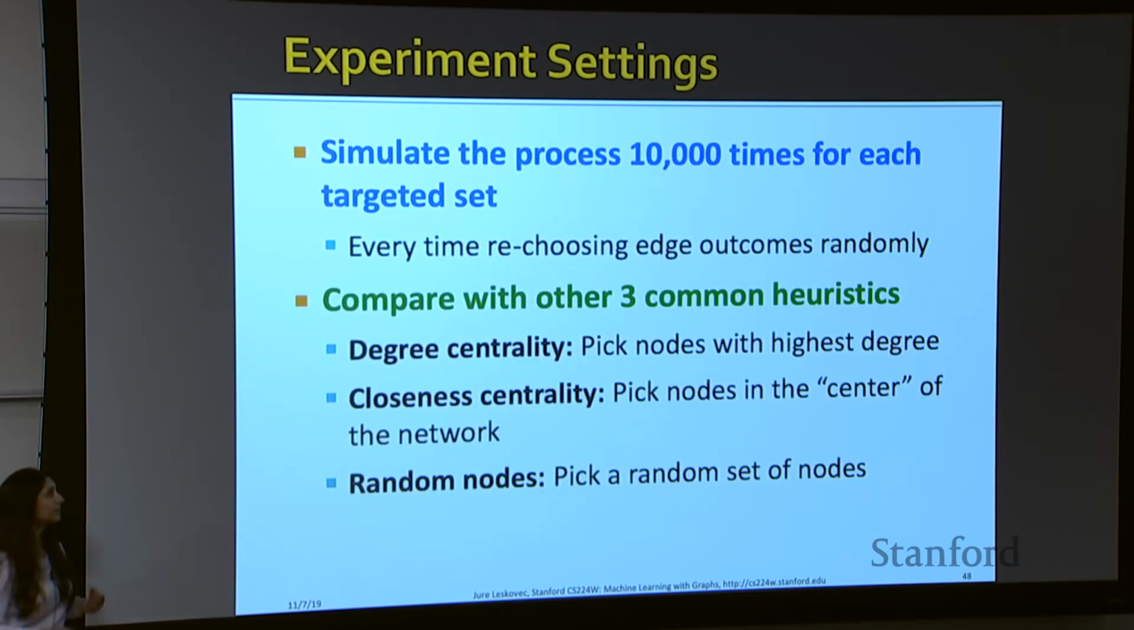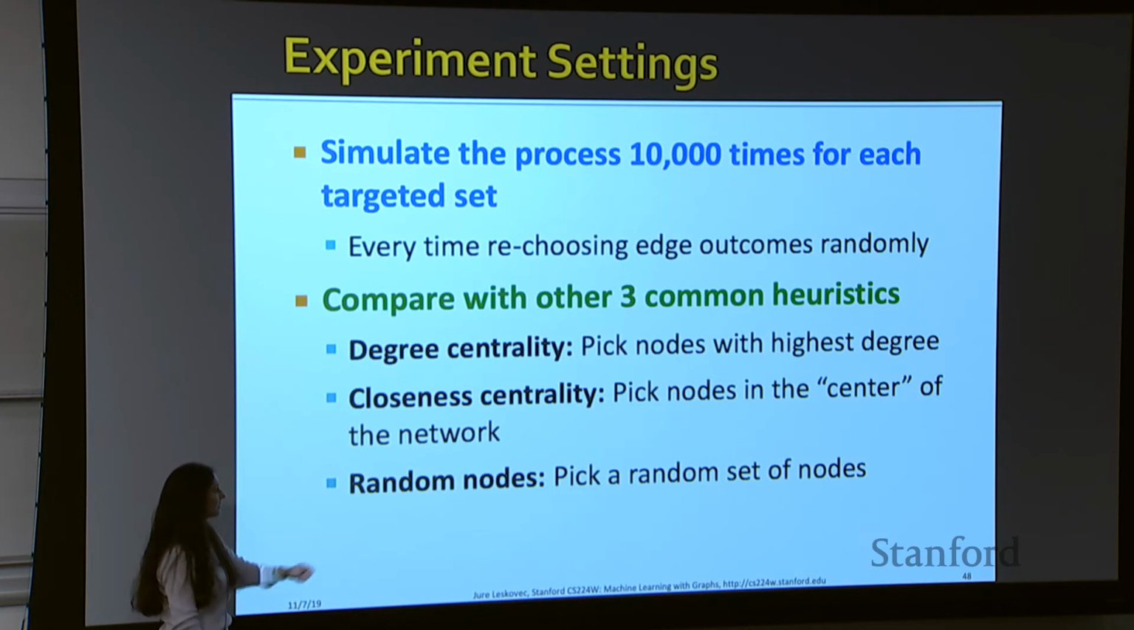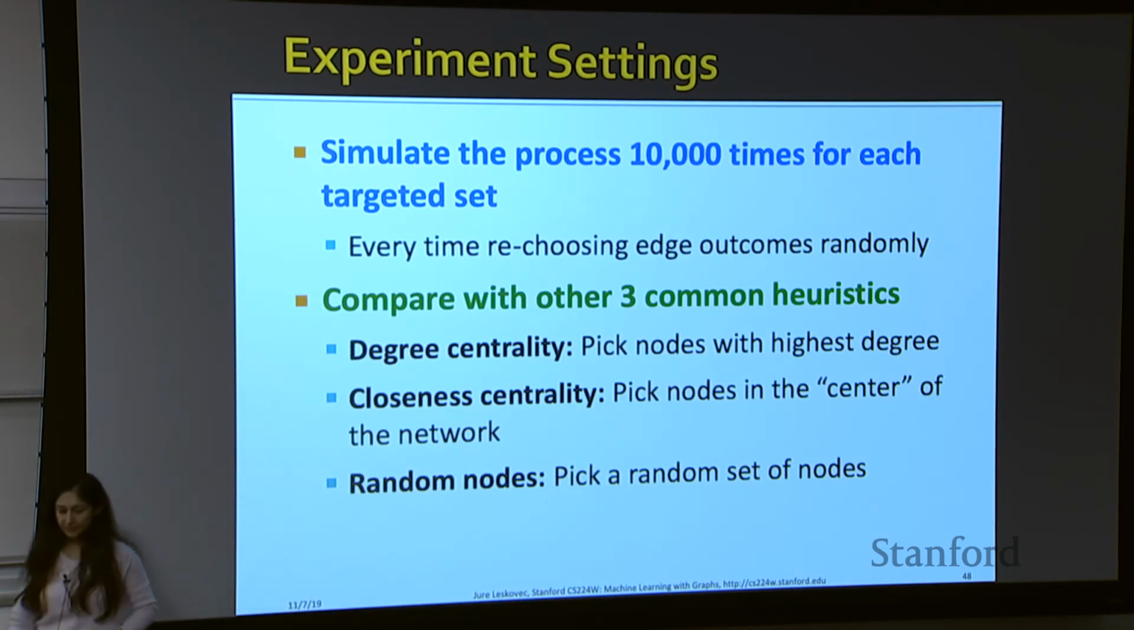So now we try to generate 10,000 simulated parallel worlds to calculate the expected influence for people in this network. And the baselines are 3 simple ones: the degree centrality as a simple baseline, the closeness centrality, which is like picking central nodes in the network, and random nodes, which is kind of the easiest baseline.